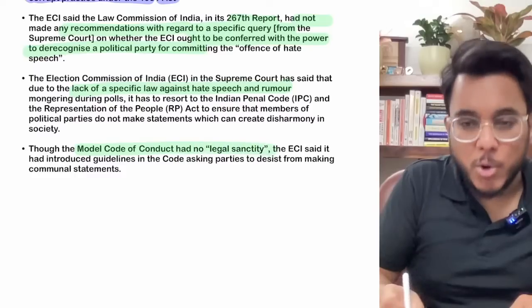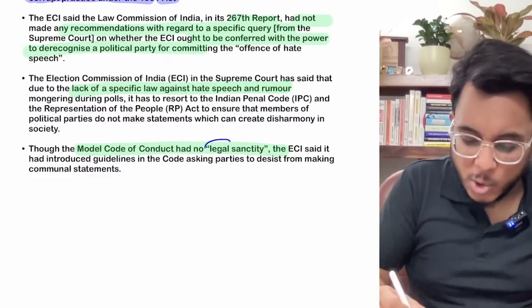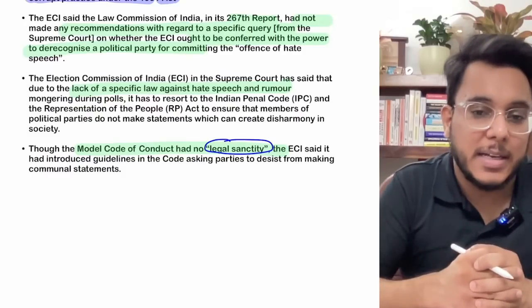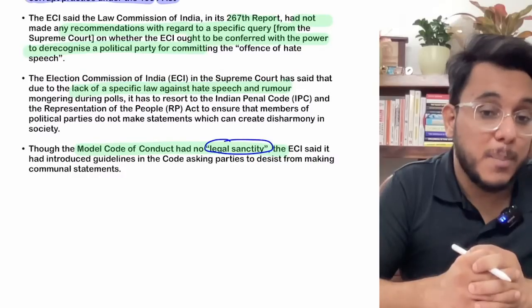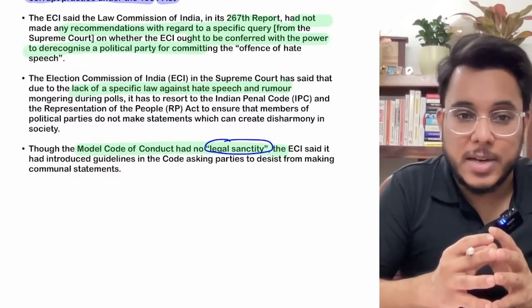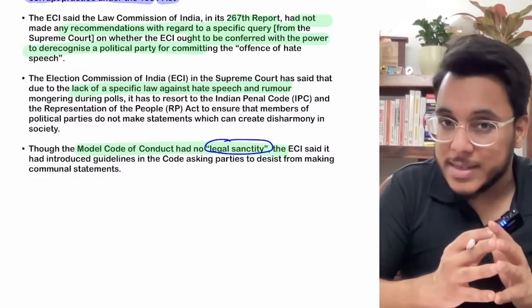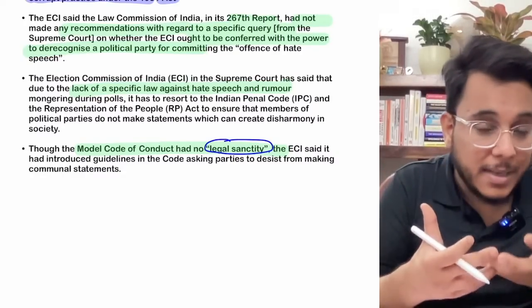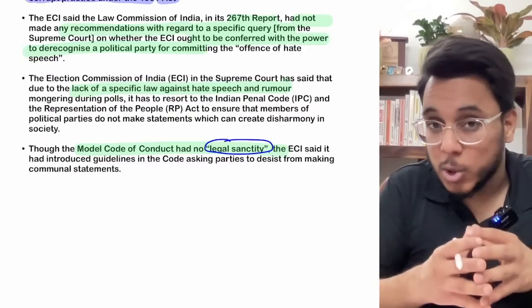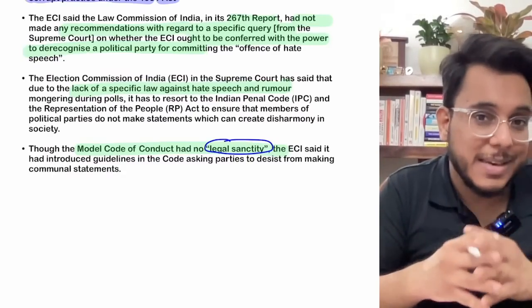Though there is a model code of conduct that is resorted to, the model code of conduct has no statutory backing, no legal sanctity. So the Election Commission of India needs to be given a specific power under Article 324. The powers are to be expanded. Moreover, you can suggest that simply a new law for regulating the elections and to give more teeth to the Election Commission of India is needed.